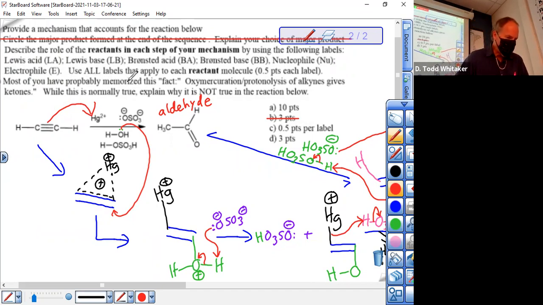Most of you have probably memorized this fact, in quotes, because it's not a fact after you read this. Oxymercuration protonolysis of alkynes gives ketones. While this is normally true, explain why it is not true in the reaction below. You get a point just for saying it made an aldehyde. You get the rest of the 2 points by saying a ketone is not possible in a molecule with 2 carbons. Go ahead, try to draw one.